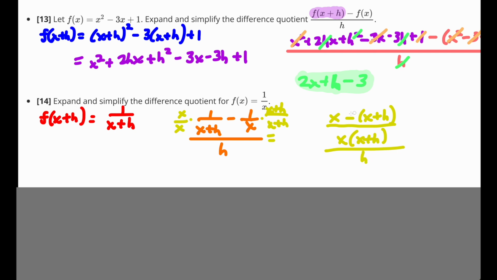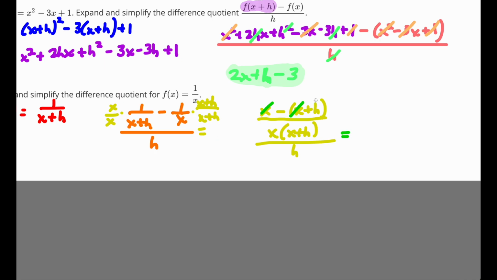We're going to simplify some things here. x minus x is going to cancel. Now this h right here is going to cancel with this right here, so it's just 1 over 1. So you're going to have a negative 1 on top over x times x plus h, and that's your final answer for that one.